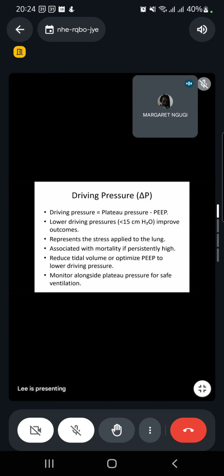So your driving pressure, you get it by subtracting the PEEP from the plateau pressure. A lower driving pressure will improve the outcome. Driving pressure is guided by your plateau pressure and your PEEP. They have said that there is associated high mortality if your driving pressure is high. So you have to make sure your driving pressure is below 15 centimeters of mercury.